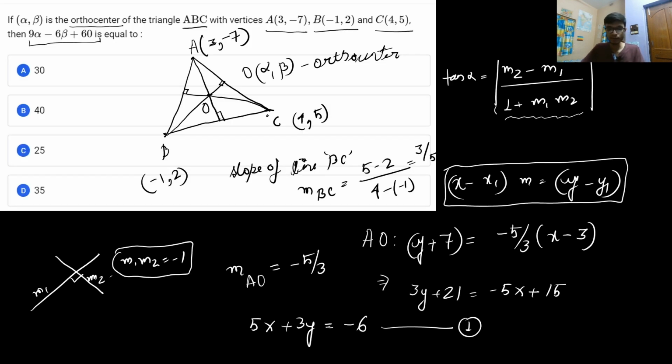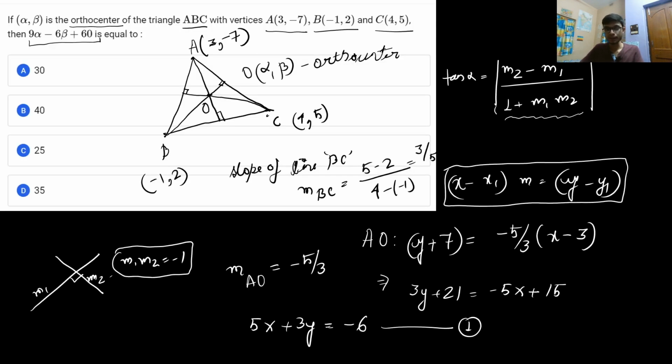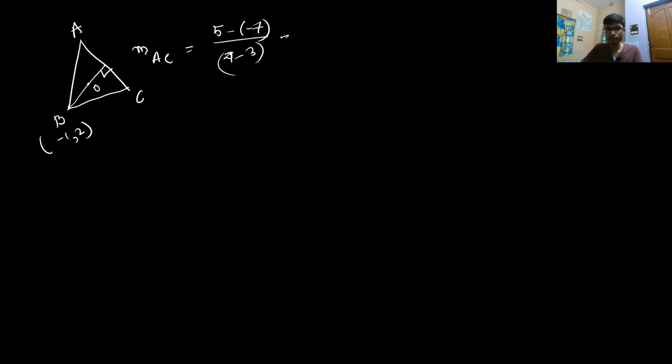In a similar fashion, considering the point B, that is (-1, 2), if you drop an altitude through B on AC, it will be perpendicular to line AC, and it will also pass through this point O. So let us first find the slope of line AC. You must know that when two points are given, the slope is calculated as (y2 - y1) divided by (x2 - x1). So I am using that approach: 5 - (-7) divided by 4 - 3, and this will give you 12.